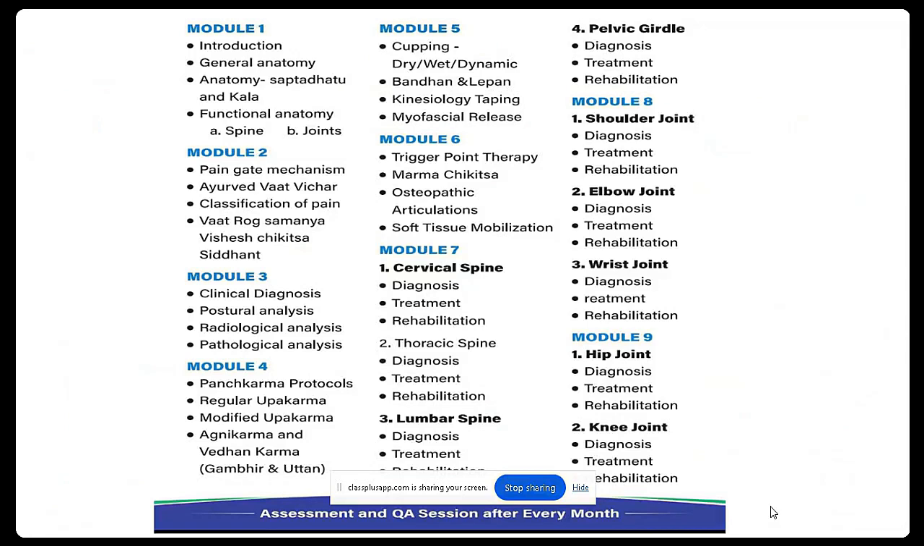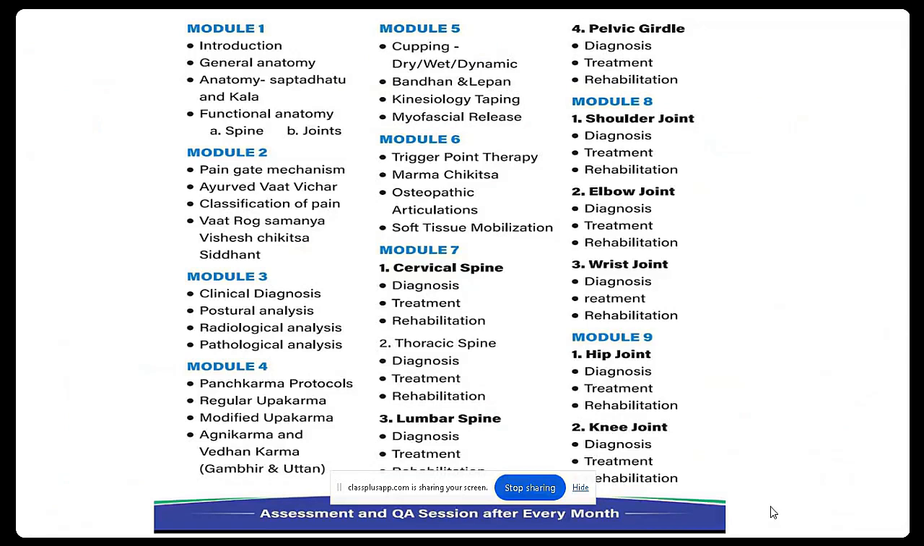In module 6 we are going to see manual therapy, particularly trigger point, Marma Chikitsa, osteopathic articulation and soft tissue mobilization, that is the STM. And after that, in the seventh module, we are going to see one by one the cervical spine, the thoracic spine, the lumbar spine, their diagnosis, their diseases, their clinical, radiological and pathological diagnosis, then the treatment part there and the rehabilitation part.